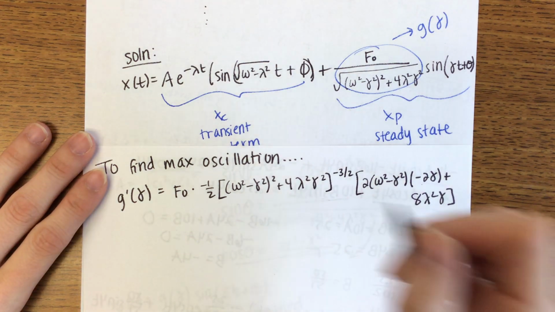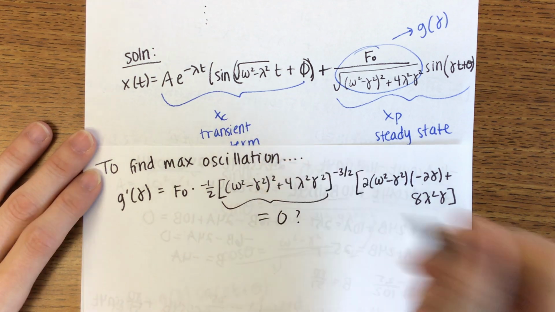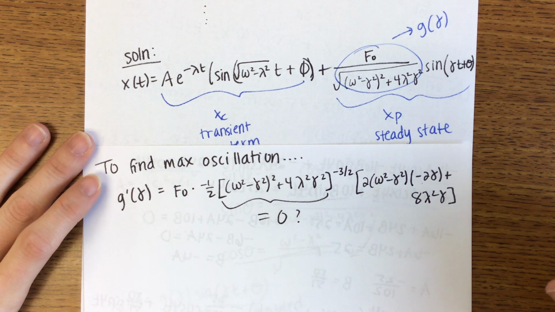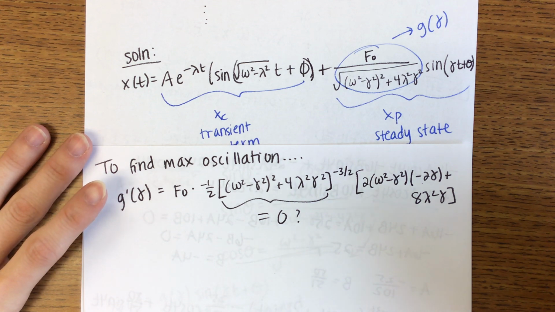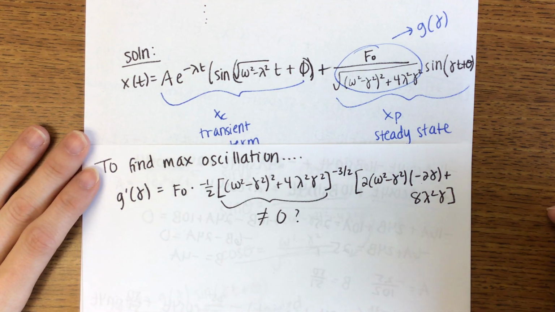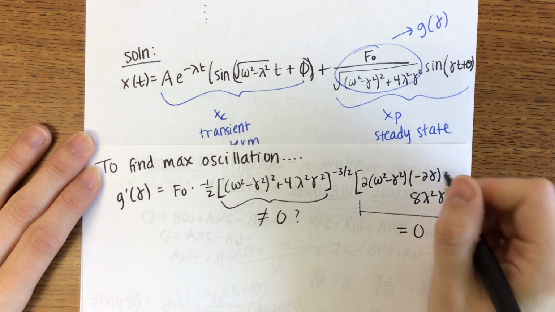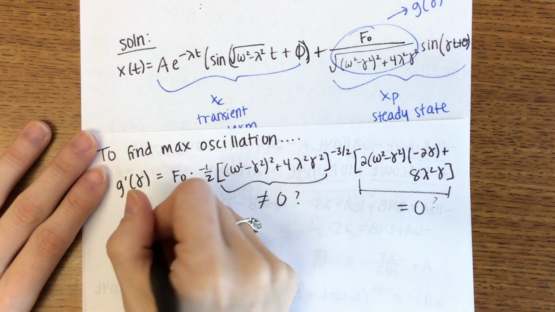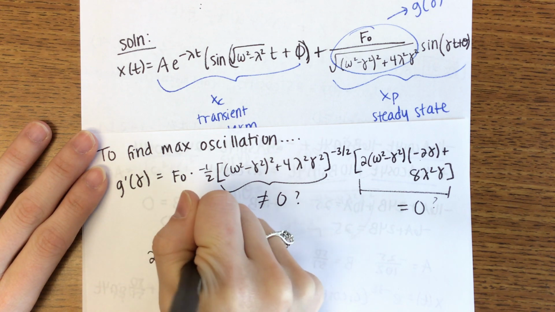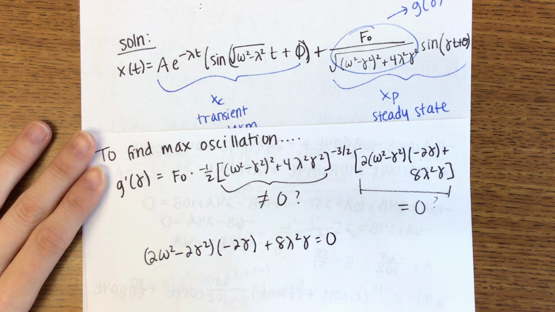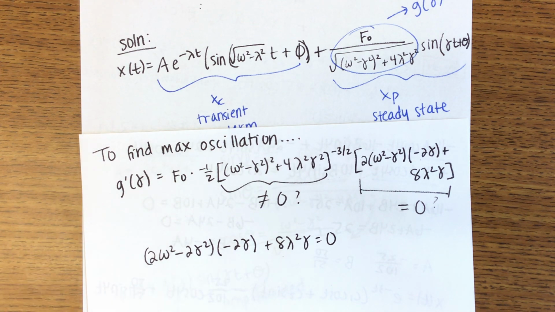Now, let's be smart. Is this part going to equal 0? Isn't this positive, and isn't that also positive? Yeah, that's not going to equal 0. This part, though, could equal 0. The second part. So that's what we're going to set equal to 0. What I'm going to do is multiply that negative 2 gamma in.